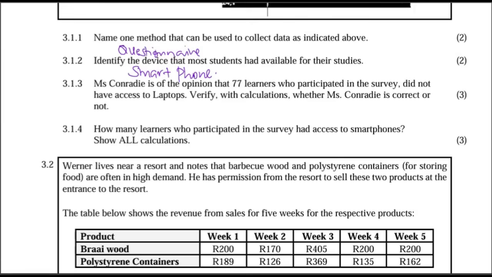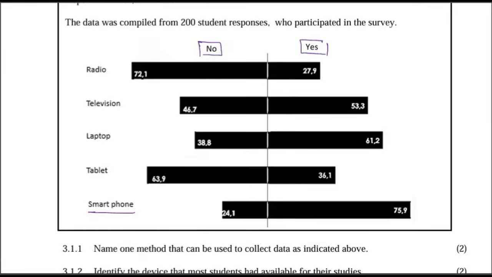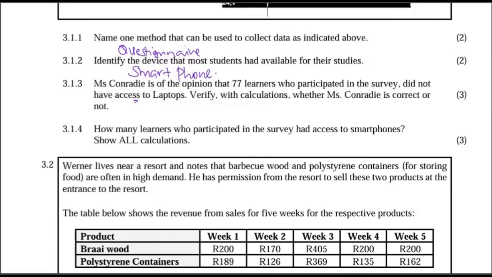Okay, Mrs. Conrad is of opinion that 77 learners who participated in the survey did not have access to laptops. Verify with calculations whether Mrs. Conrad is correct or not. Now, first and foremost, we shall come to the diagram here. Look for laptops. How many said no? We have 38,8. So it will be 38,8% times the number of learners. So it's going to be 38,8% which is over 100, times 200.